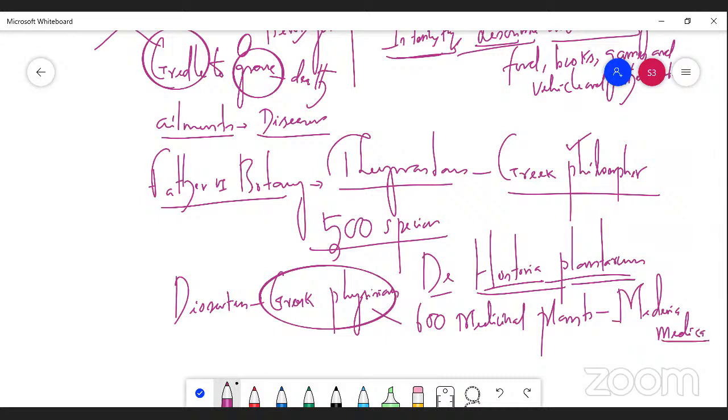So Theophrastus gave names and descriptions of 500 plants in the book called De Historia Plantarum. Likewise, later Dioscorides, who was a Greek physician, gave names and descriptions of 600 medicinal plants in the book called Materia Medica. So what you have to learn here is this.